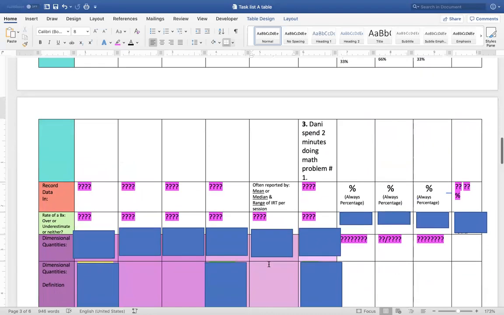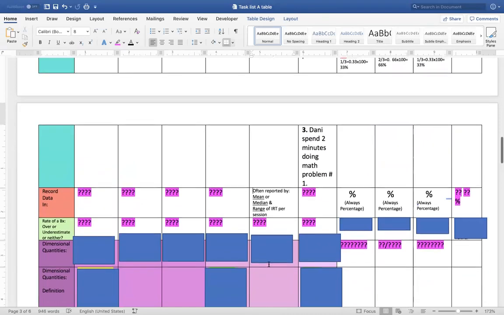We can look into it and fill it out later. Okay, so this one, we're going into the green one. Do you see it? It's rate of a behavior. Is it over, underestimate, or neither?